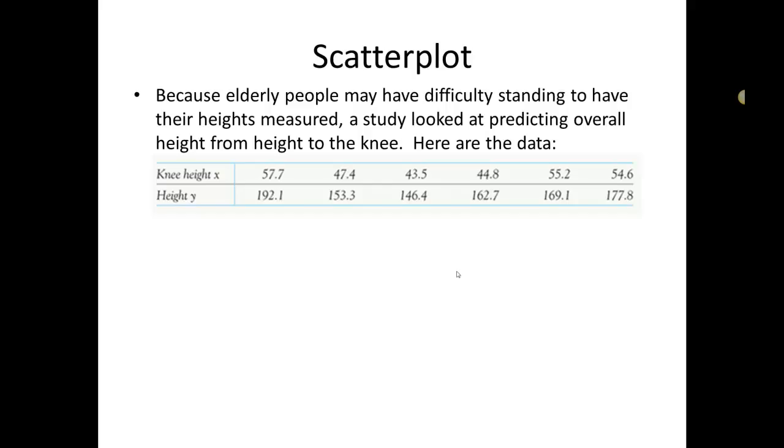Because elderly people may have difficulty standing to have their heights measured, a study looked at predicting overall height from the height to the knee. And here is the data. So the first thing we want to do is a scatter plot.